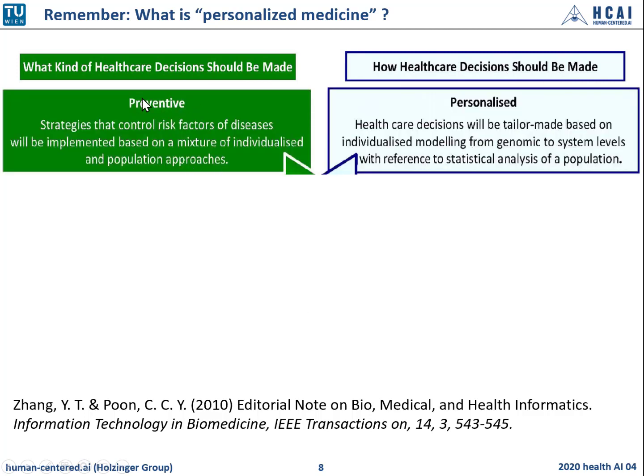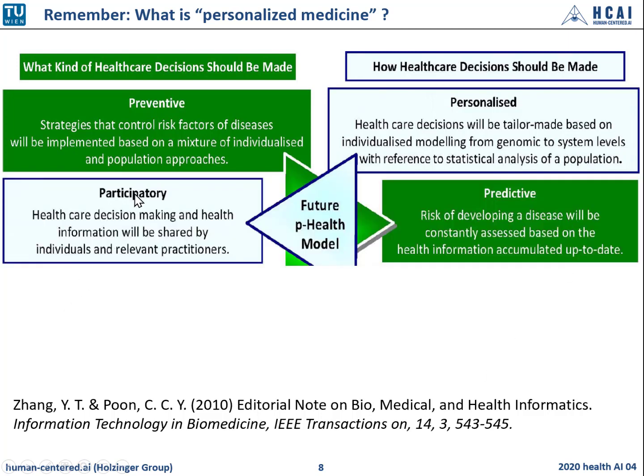Big difference. So on the one hand, the first P, preventive: strategies that control risk factors of diseases will be implemented based on a mixture of individualized and population approaches. Personalized means healthcare decisions will be tailor-made based on individualized modeling from genomic to system levels with reference to statistical analysis of a population.